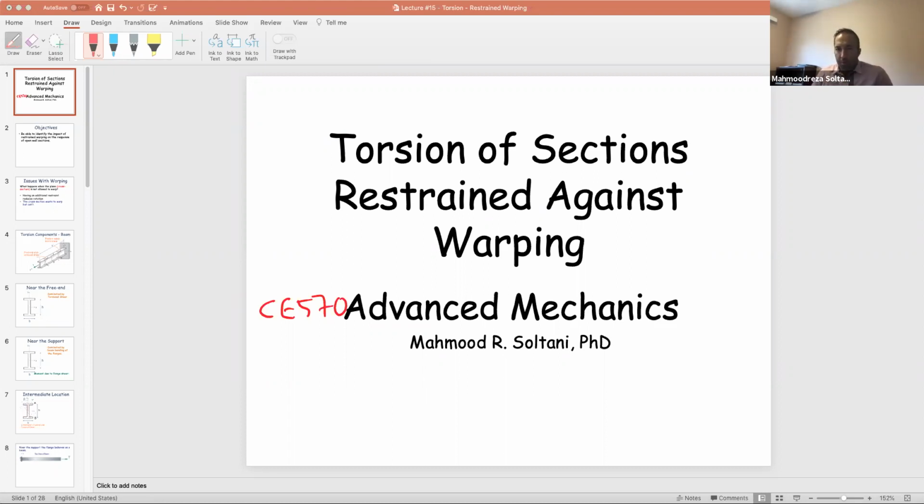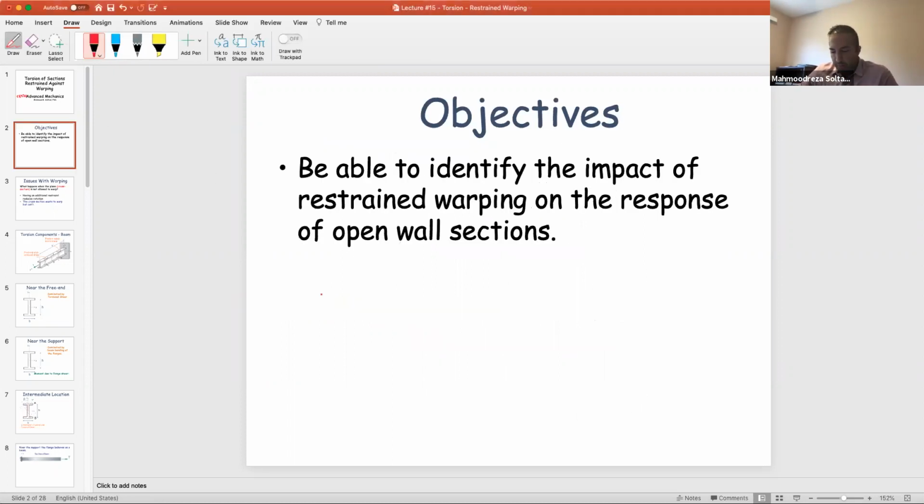Okay. So in this session, we are looking at torsion of sections restrained against warping. So warping, as we discussed before, is the effect that can happen on the cross section of the member as a result of torsion. So we want to discuss it better and understand it. What are the objectives? The objectives are that we want to be able to identify the impact of restrained warping on the response of open wall sections. Okay, we want to understand the impact of restrained warping.